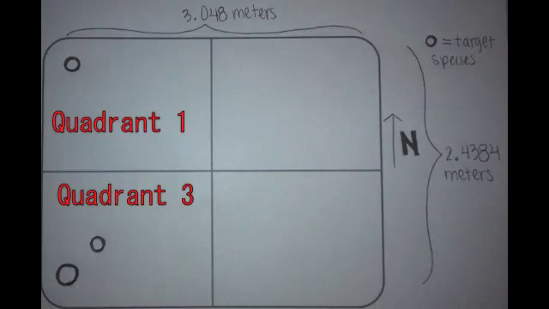So the length of our site was 2.4384 meters, and the width of our site was 3.048 meters. Over on the quadrant, you can see the alpine currant. We had 3 of our target species, and they are located in quadrants 1 and 3.